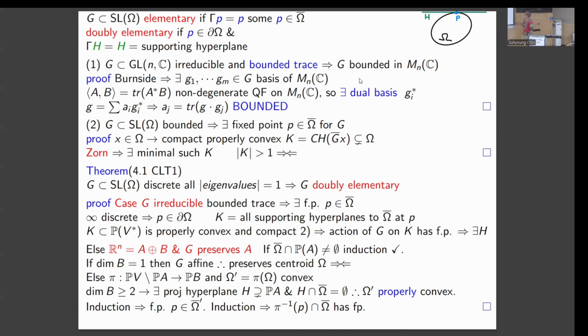Another way to think about this, a supporting hyperplane corresponds to a point in the dual projective space. And so doubly elementary means you fix a point in the boundary of the domain and you fix a dual point in the boundary of the dual domain. So it's kind of doubly elementary.